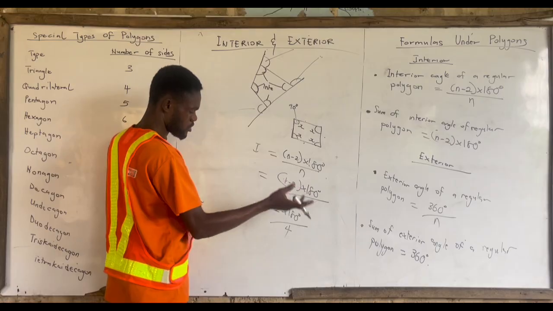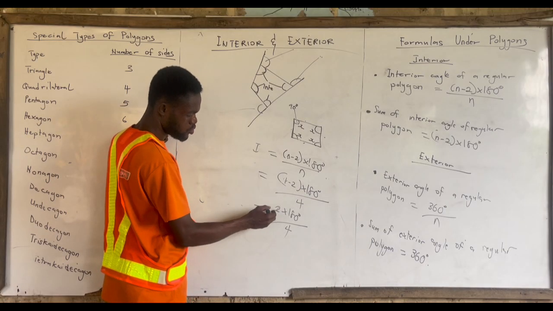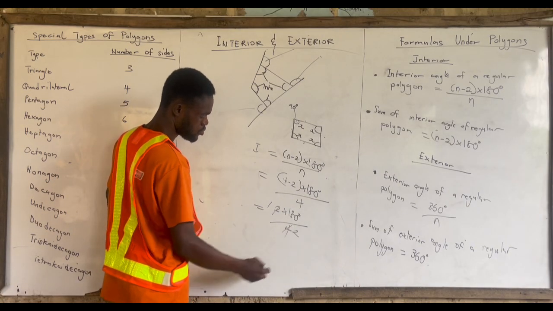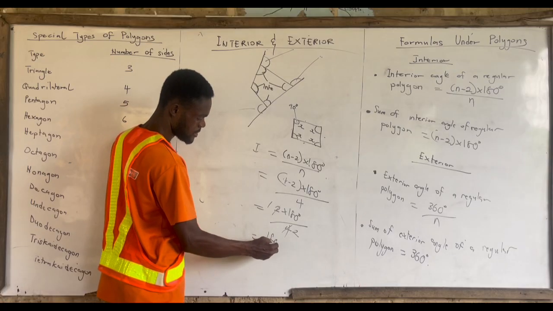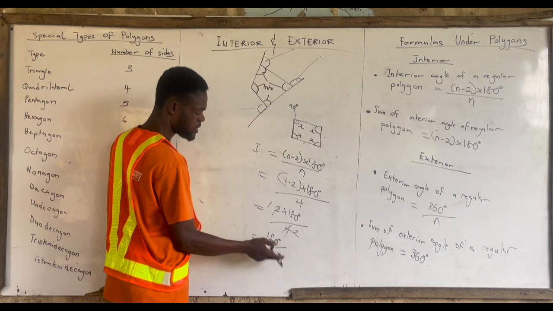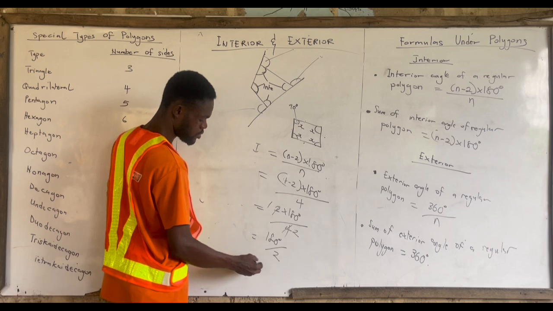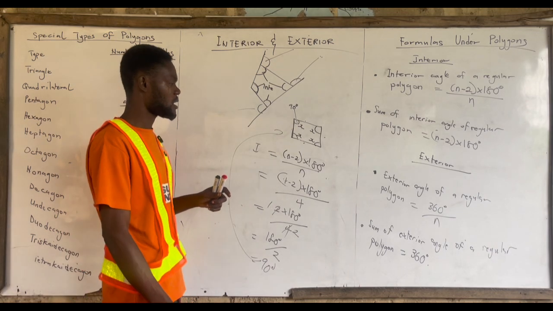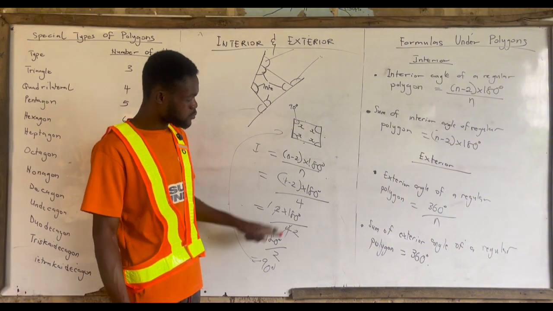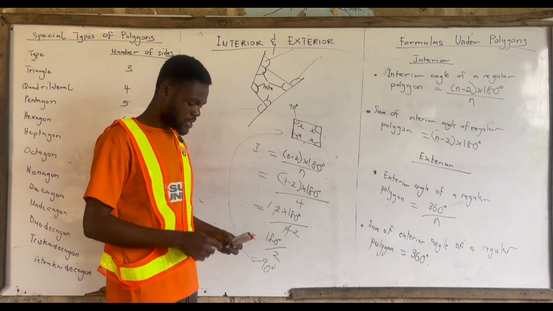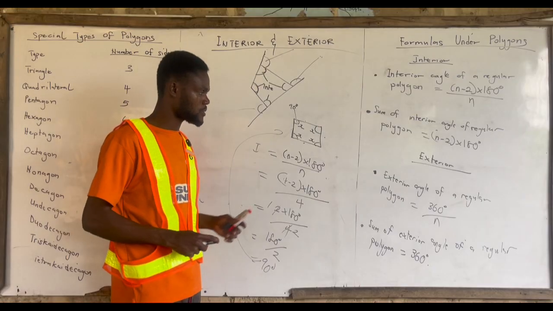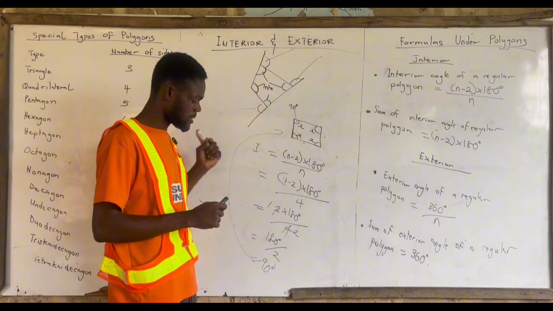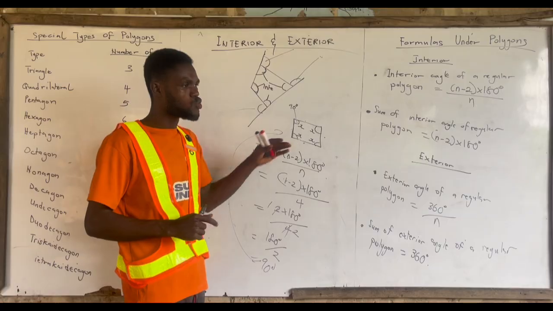Don't multiply, because we are going to get a huge value. 2 goes inside 1, goes here 2, and we have 180 degrees divided by 2. 180 degrees divided by 2 is equal to 90 degrees. So we prove that the angle in a square is 90 degrees, because it is regular.